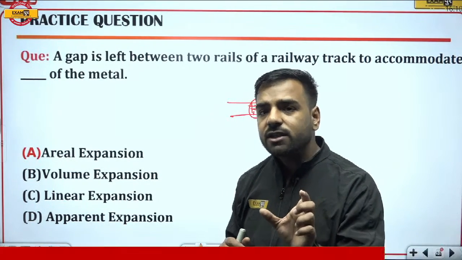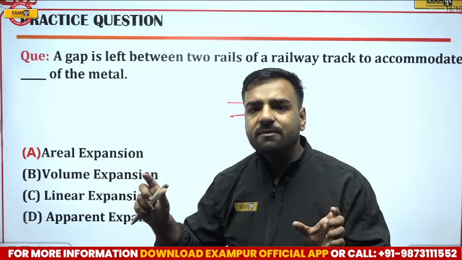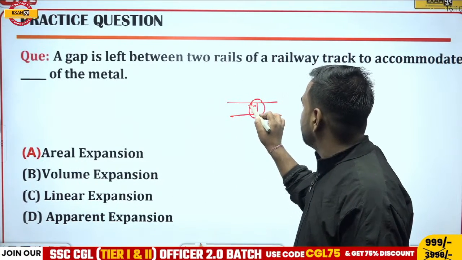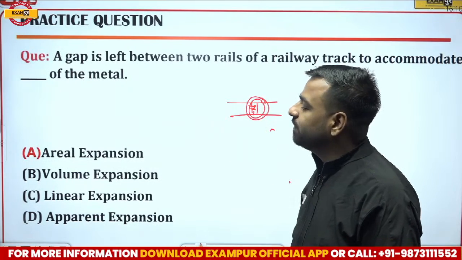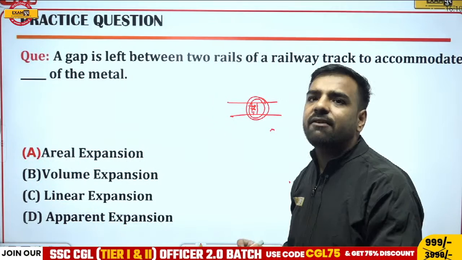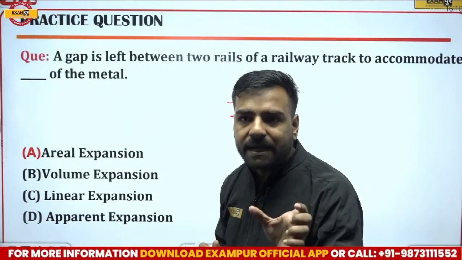So here what is going to happen? Here linear expansion of the rails will be there. Linear expansion means there is the expansion in the length. I told you this particular length will be actually increased. Because of this increment in the length, we say this type of expansion as the linear expansion. So gap is left between 2 rails of a railway track to accommodate linear expansion of the metal.